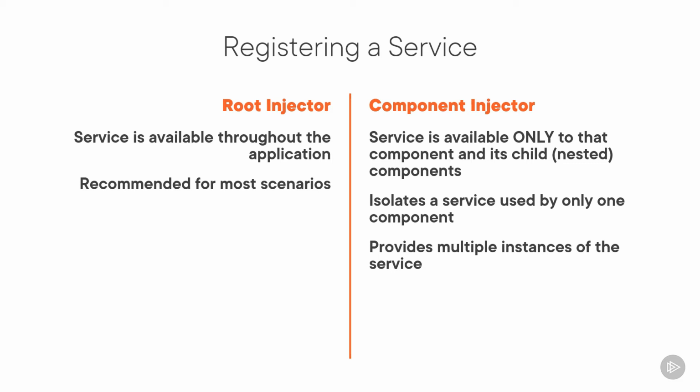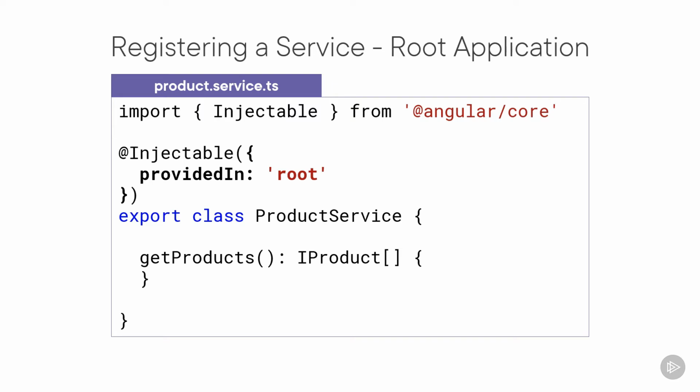With that, the next question is how? How do we register a service? That depends on which injector we use. We register the service with the root application injector in the service. We pass an object into the Injectable decorator and set the providedIn property to root. We can then access this service from any component or other service in the application.